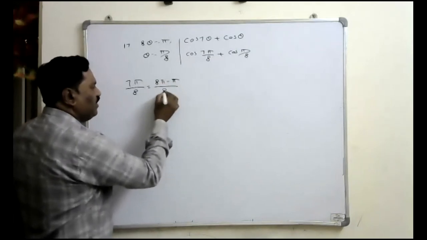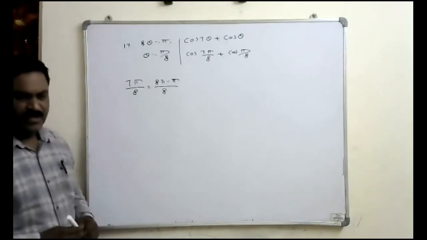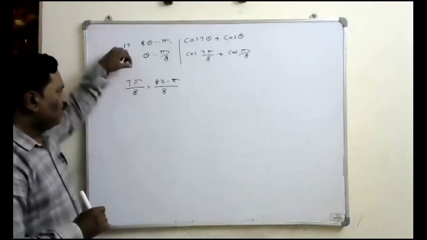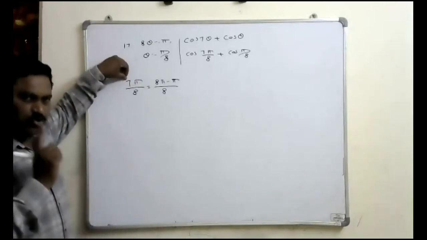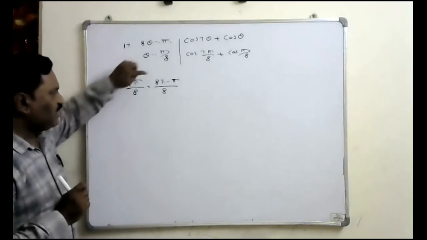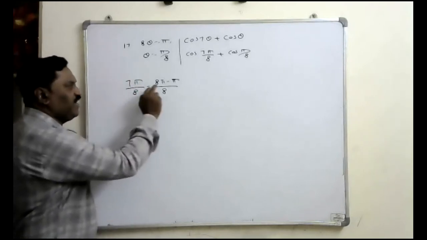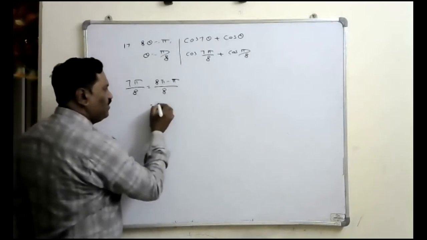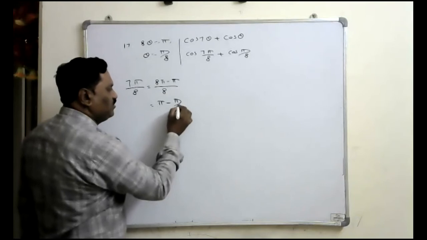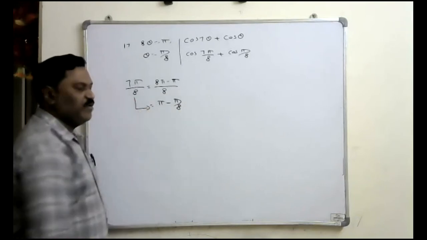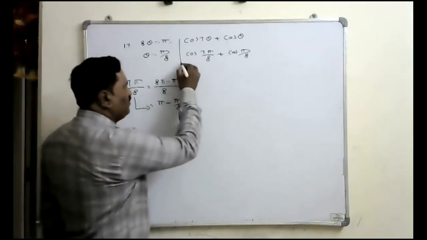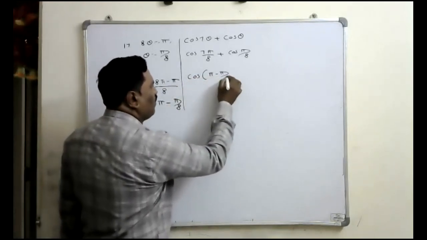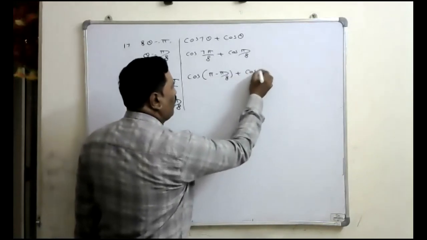To express any angle given in radians in terms of its nearest quadrant angle, here 7 is there. Nearest to the 7, the multiple of 8 is 8. That's why the 7 pi you can write as 8 pi minus pi. Now split that up: 8 pi by 8 is pi, minus pi by 8. Means 7 pi by 8 we can write as pi minus pi by 8. So it is cos of pi minus pi by 8 plus cos of pi by 8.